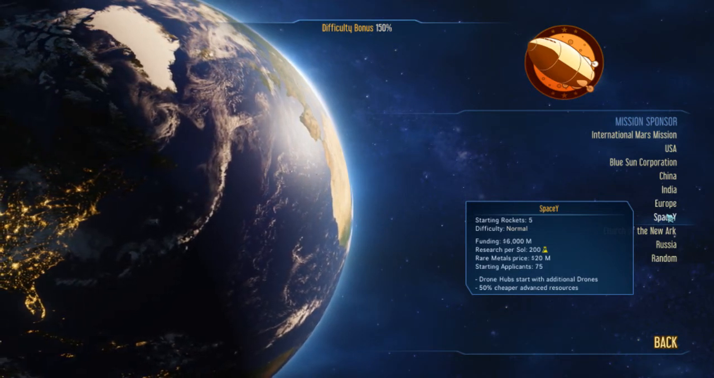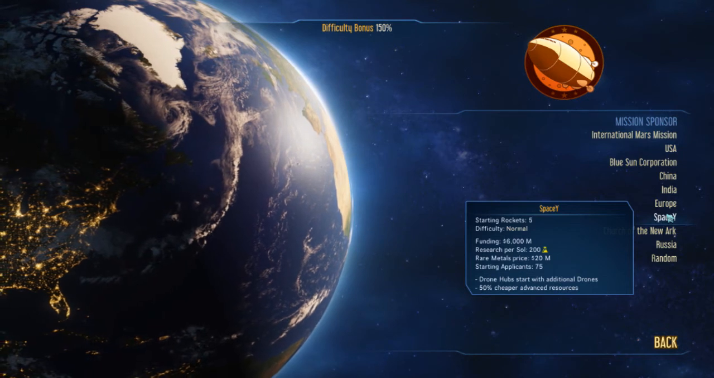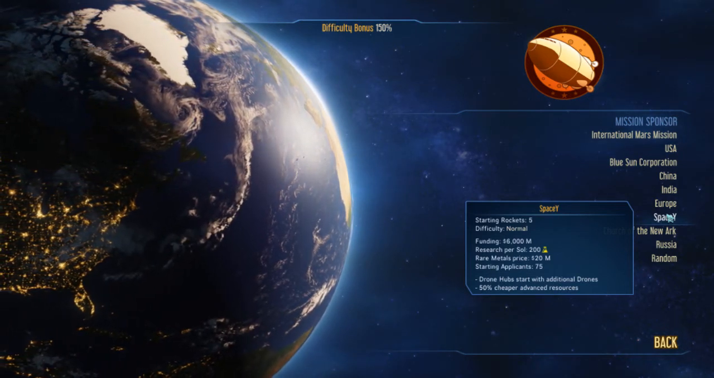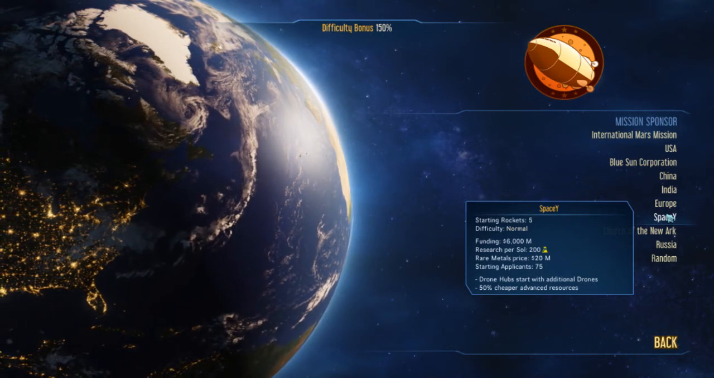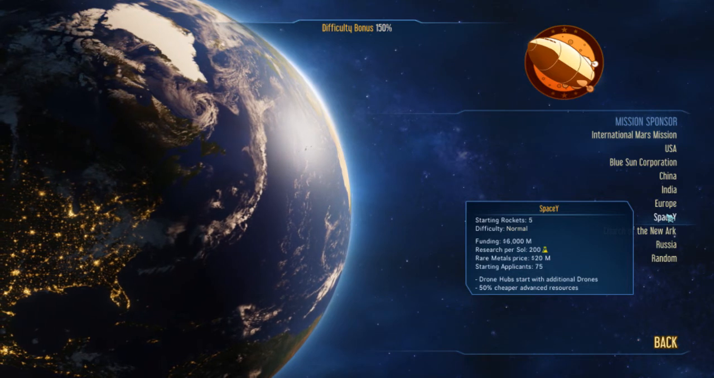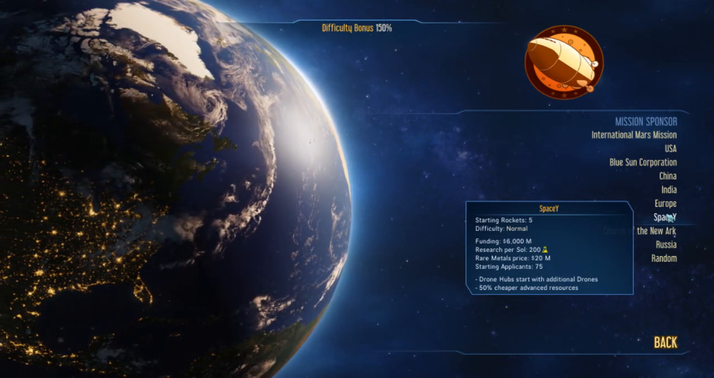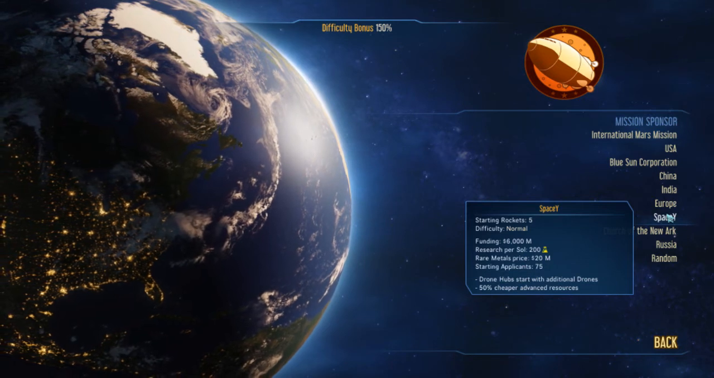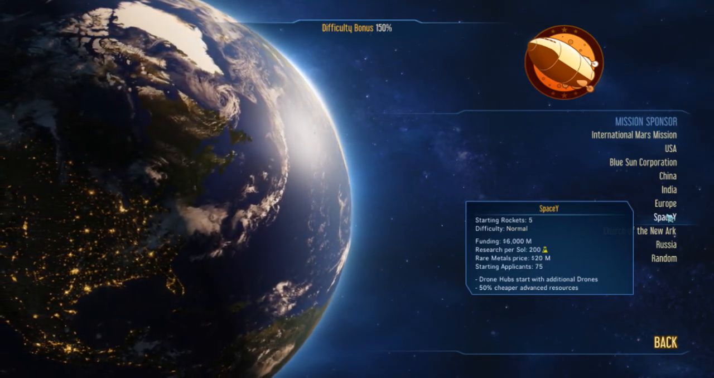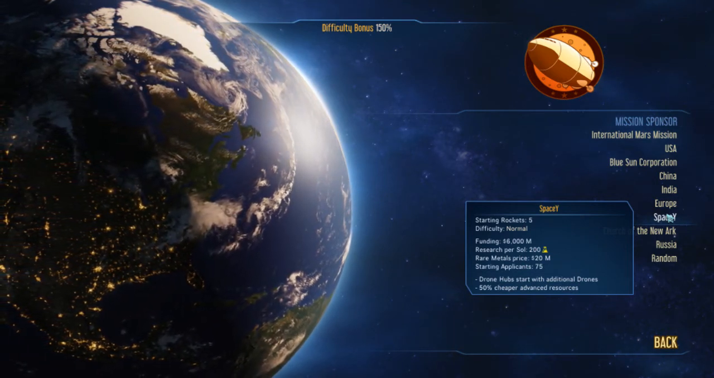Spacey, this is basically SpaceX, it's Elon Musk's company essentially. They start off with 5 rockets, their difficulty is normal. They start off with 6 billion, they get 200 research per soul, their rare metal price is low at 20 million per unit, and their starting applicants is low at 75. The drone hubs are a building that essentially does work. This is a fairly easy to ignore bonus because you can pretty easily ship more drones from Earth to Mars. They do cost quite a lot of money though, so you could save some additional resources by taking this.